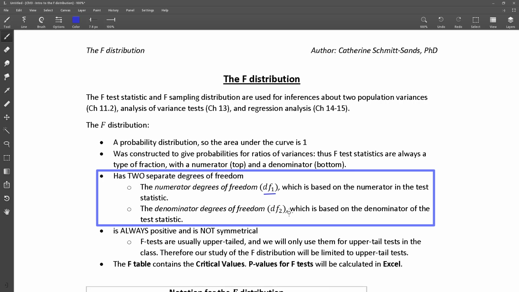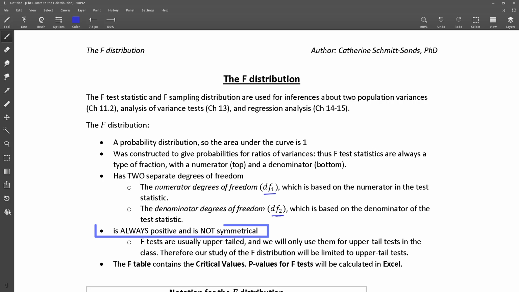The denominator degrees of freedom is called DF2, and it is based on information from the denominator of the test statistic. So you see sometimes these degrees of freedom called just DF1 and DF2. Sometimes you see them called numerator degrees of freedom and denominator degrees of freedom, so you should know them both ways. Whenever you see an F distribution being used, you'll always see the 2 degrees of freedom being listed.